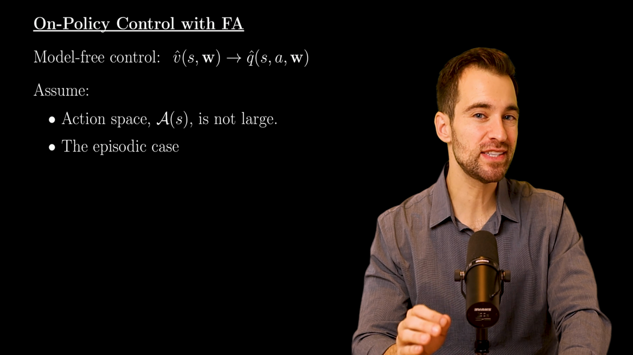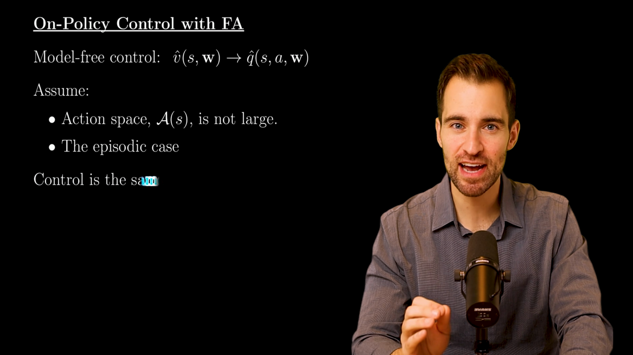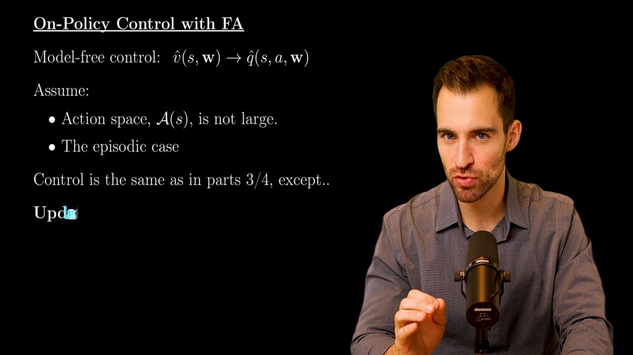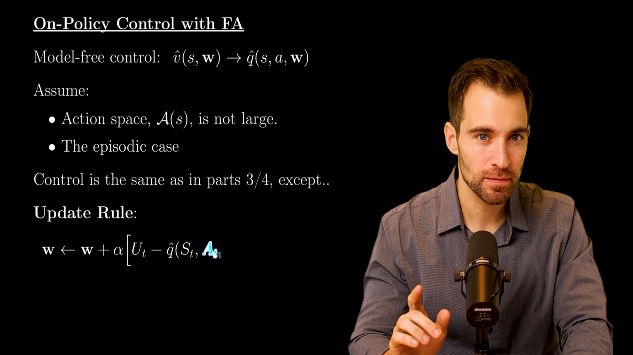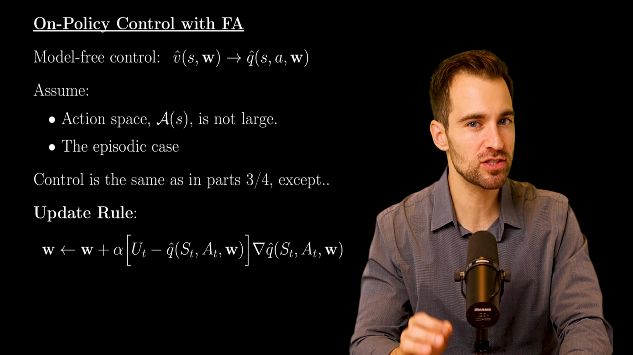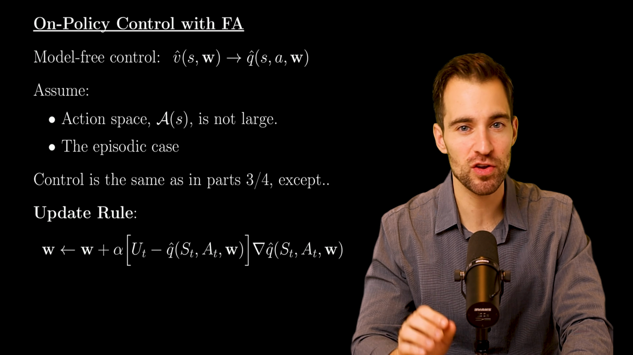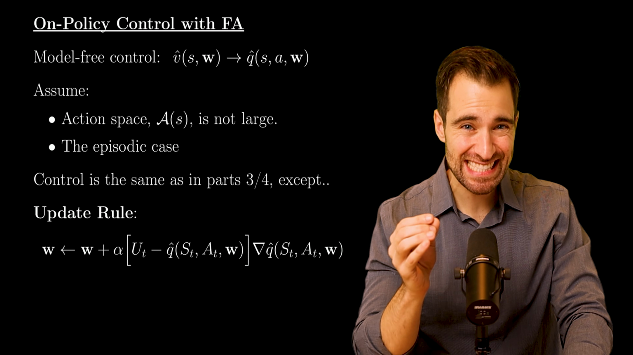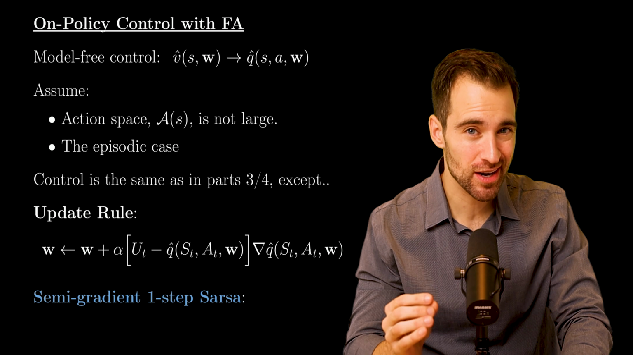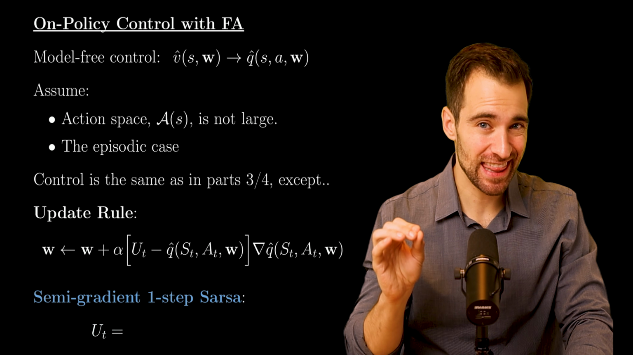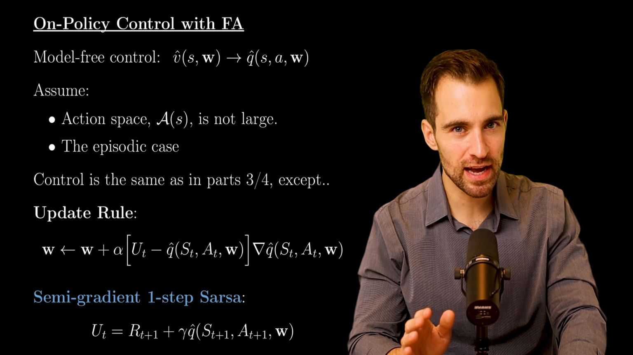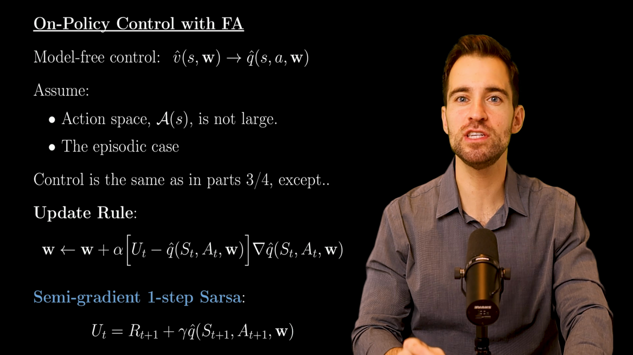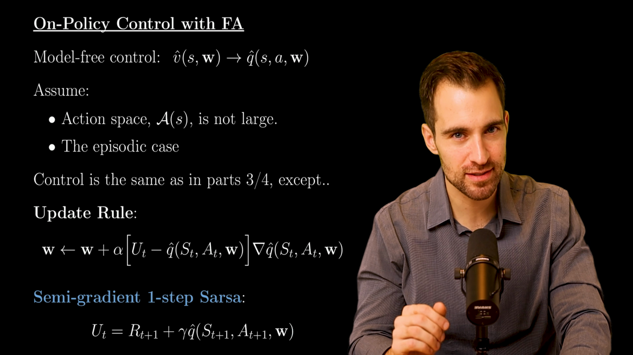Okay, with that, we can say that control is just like the algorithms we've seen in parts 3 and 4, with one exception, the update rule, which takes this form. This is just like the update rule we just saw, except we've replaced the state value with an action value. Okay, and now we can provide a control method. In semi-gradient one-step SARSA, we set U_t to this one-step target. Outside of that, you can think analogously to parts 3 and 4, except instead of tables, we're dealing with parameterized functions. That's not too bad.